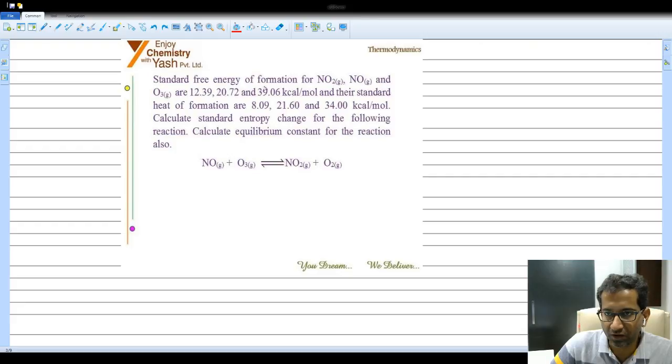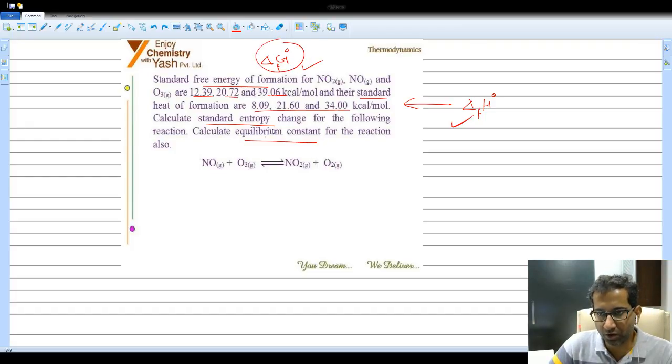Now look at these values. These are standard free energy of formation, that is, delta G0F. And these values are standard heat of formation, delta H0F. So we can find out this and this, and with the help of that we can find the standard entropy change. And with the help of these values, we can find the equilibrium constant. You can see all the components are in gaseous form, so our equilibrium constant will be Kp. Okay. So first we will find delta G0.